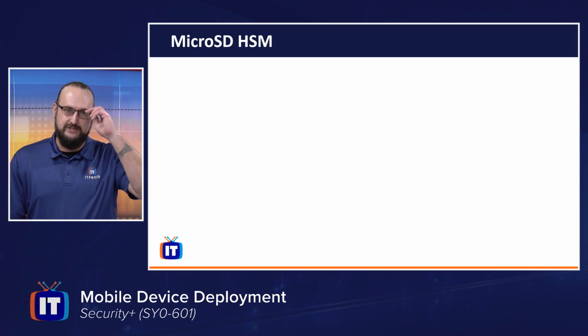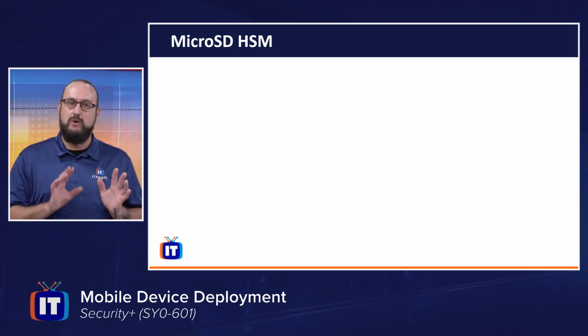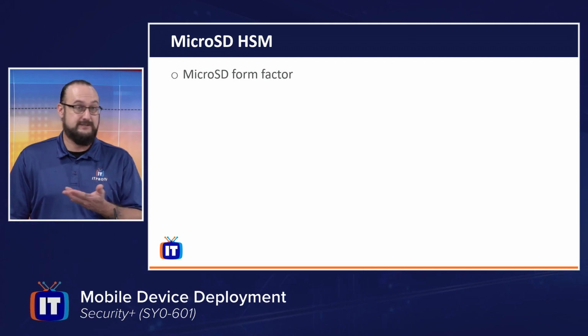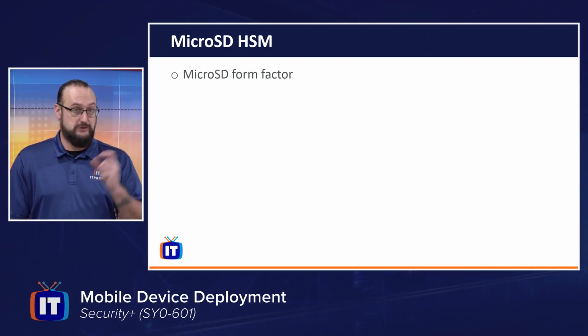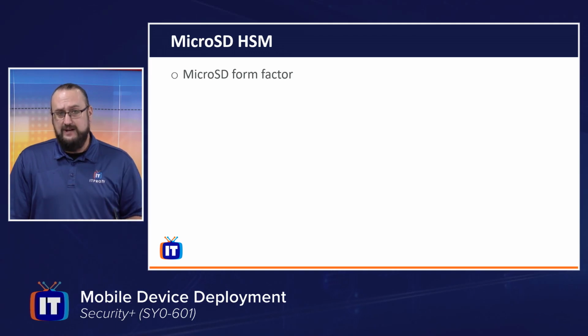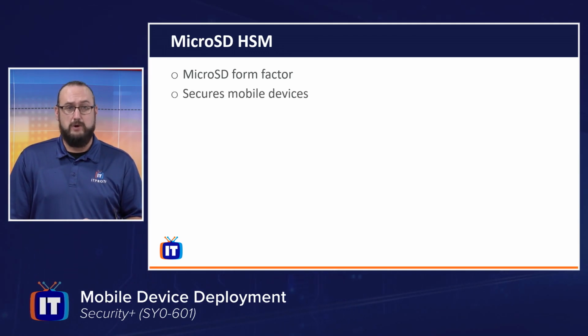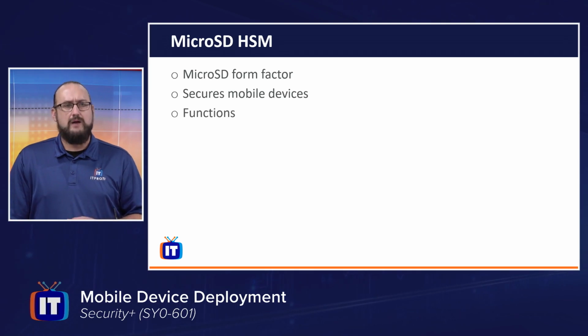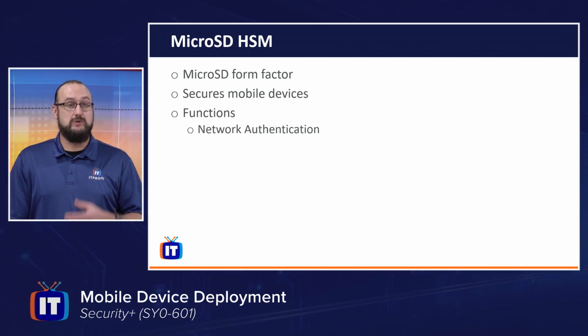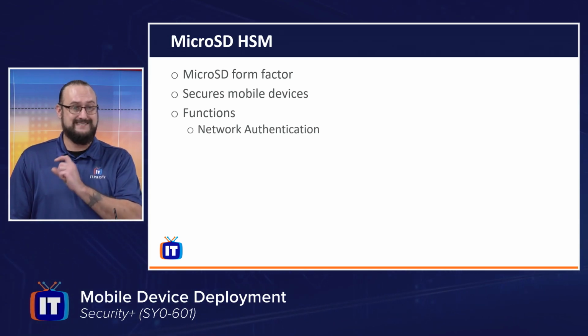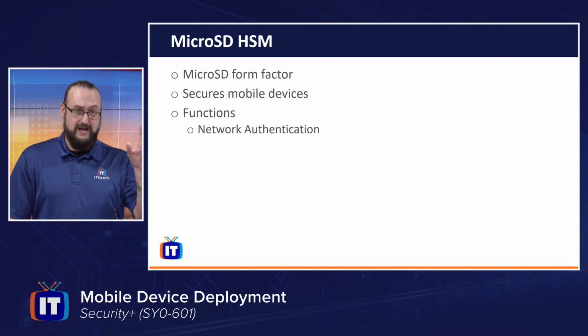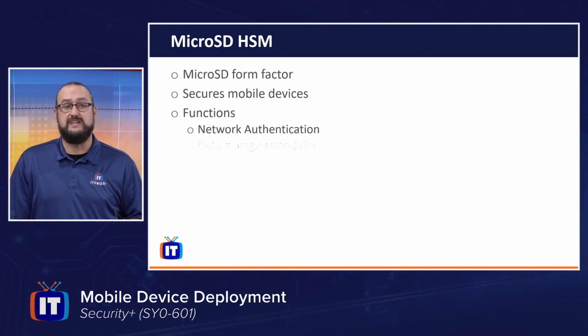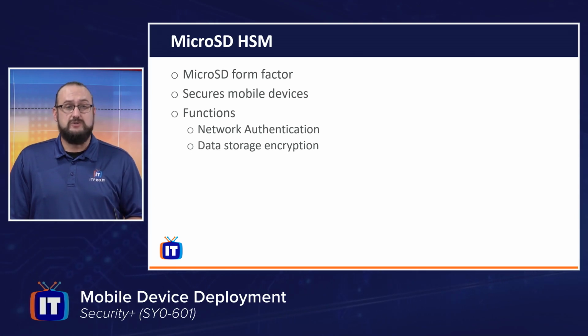So that's where something like the micro SD HSM comes in, right? So micro SD, think about the form factor. It's the micro SD, the little card that you use for storage, and you place that in the device, and what it does is it secures the mobile device. But how does it do that? Well, what are some of the functions that it can do? Through that micro SD HSM, your device itself can perform network-based authentication.